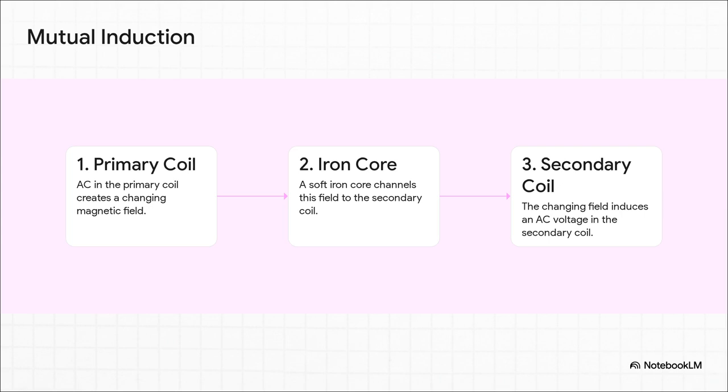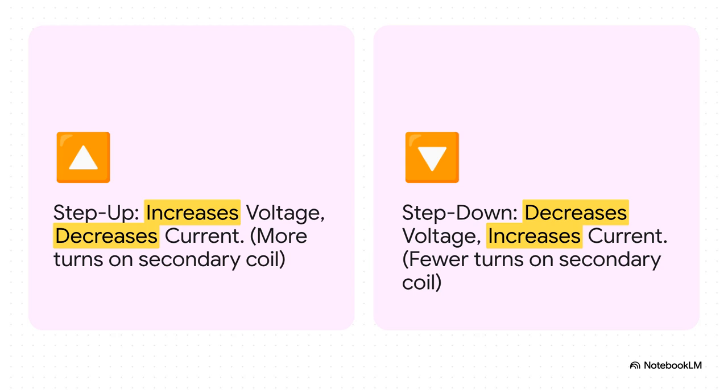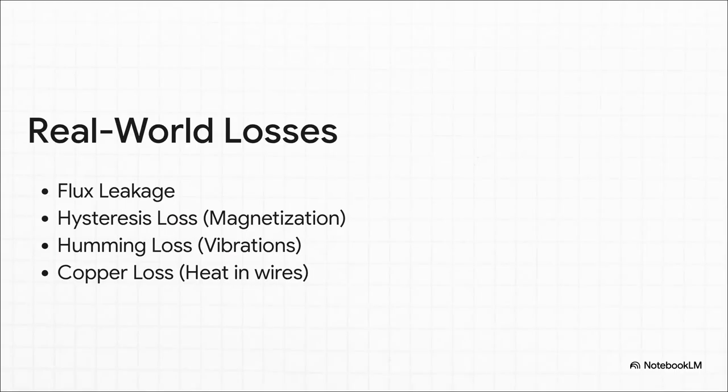There's no physical wire connecting them. It's pure physics magic. And the best part? Controlling the voltage is brilliantly simple. If your second coil has more turns of wire than the first, the voltage goes up. That's a step-up transformer. If it has fewer turns, the voltage goes down, a step-down. You can't get something for nothing, of course. Power stays the same, so if voltage goes up, current has to go down. It's a perfect trade-off. Now, in a perfect world, that's the end of the story.